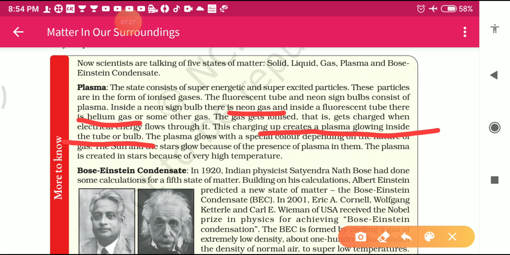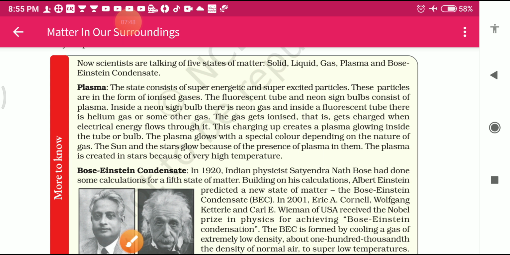When electricity flows, electrons go inside this tube. Electrons have a negative charge and neon has a positive charge. In this way the ion is formed, and the gas is ionized here. The plasma glows with a special color depending on the nature of the gas.